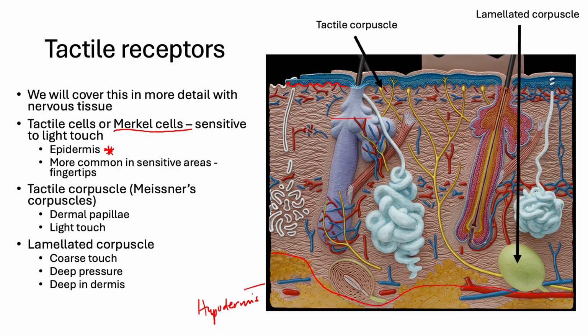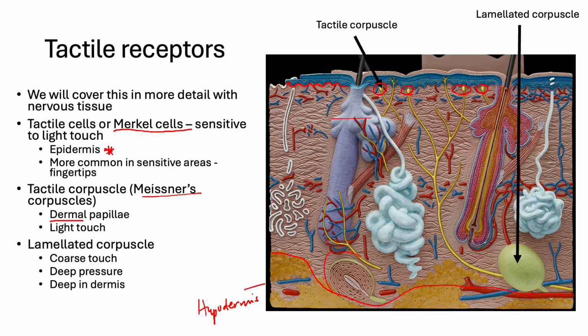Now, the tactile corpuscle, also called Meissner's corpuscles, is found in the dermal layer. Remember, the dermal layer is divided into two layers. Can you name those? It's the papillary layer, so the dermal papillae would be that papillary layer, and then we have the reticular layer. Here is an example of these Meissner's corpuscles that are in the papillary layer of the dermis.